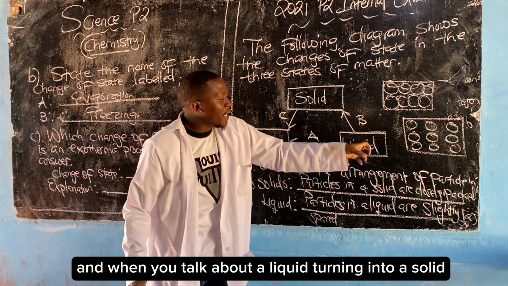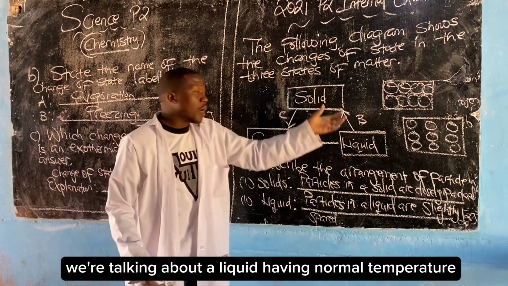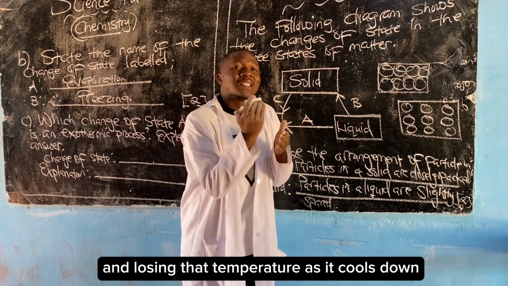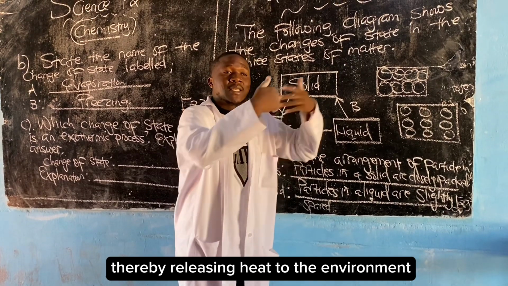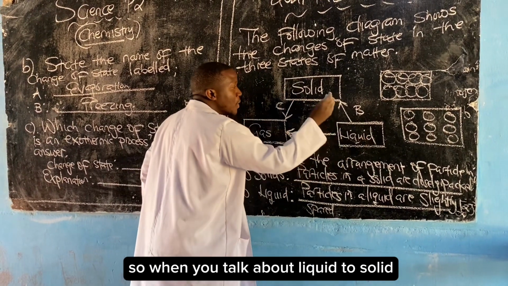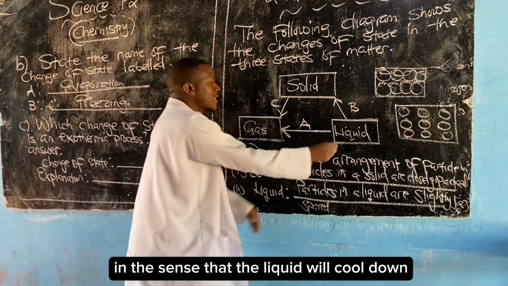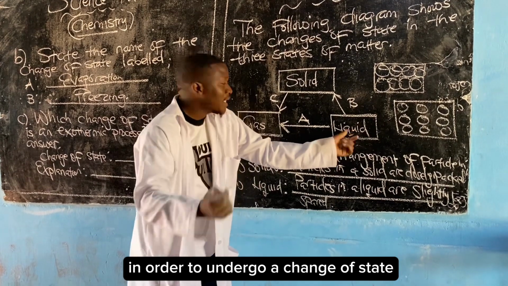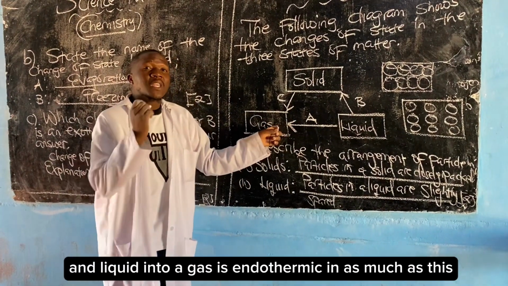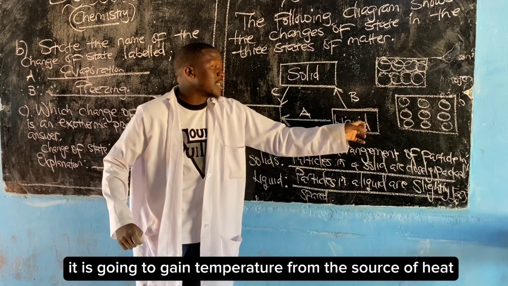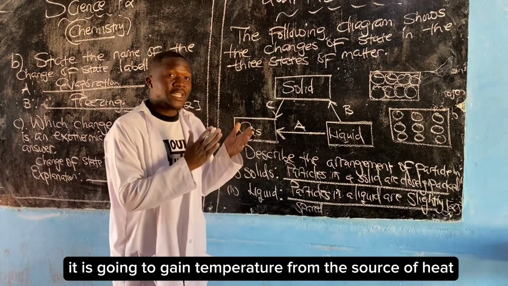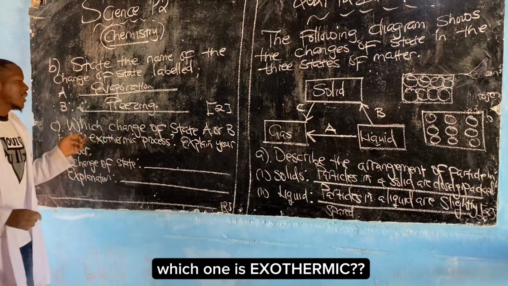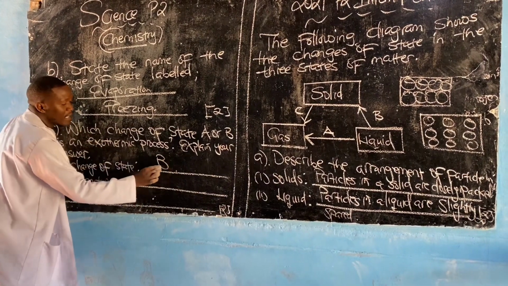And when we talk about a liquid turning into a solid, we're talking about a liquid having normal temperature and losing that temperature as it cools down, thereby releasing heat to the environment. So when we talk about liquids to solid, this is exothermic in the sense that the liquid will cool down in order to undergo a change of state, and liquids into a gas is endothermic inasmuch as this liquid is going to gain temperature from the source of heat, thereby being liable to undergo a change. So between A and B, which one is exothermic? So I'm going to say the change of state is B.